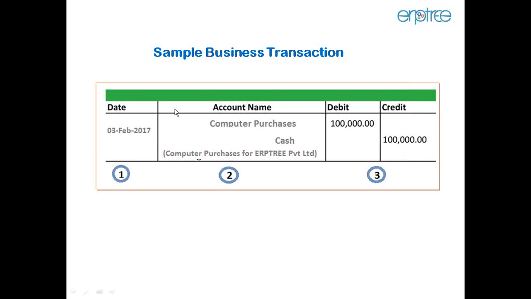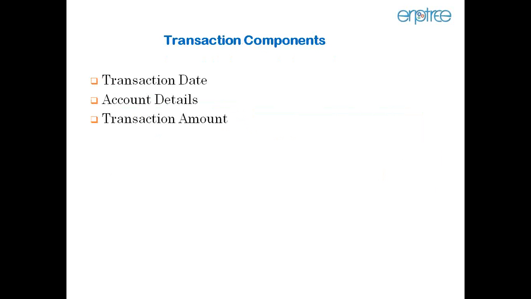So that means we have three simple components as a part of a business transaction. One is the date, the other is account information or description of the transaction, and the third component is the amount. In every business transaction we have this very generic information I'm referring to. So the transaction components, as we discussed now, are transaction date, account details, and transaction amount. These are the three components we have as a part of a transaction.